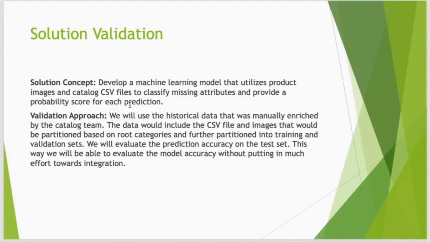What would be the validation approach? Before we get into a complete automation where there is a data pipeline defined, we would try to feed in the model through manual uploads of CSV and images. The data that we are feeding is already cataloged and would help us train our model. And once we have the parameters, we'll evaluate the prediction accuracy on the test set. This way, we'll be able to evaluate if the model would actually work without putting too much effort towards integration of data pipelines.